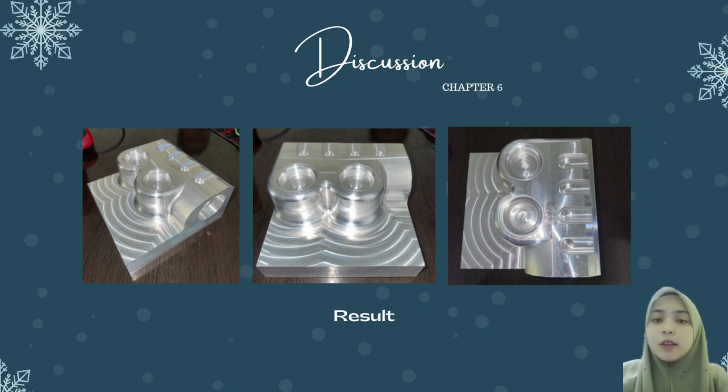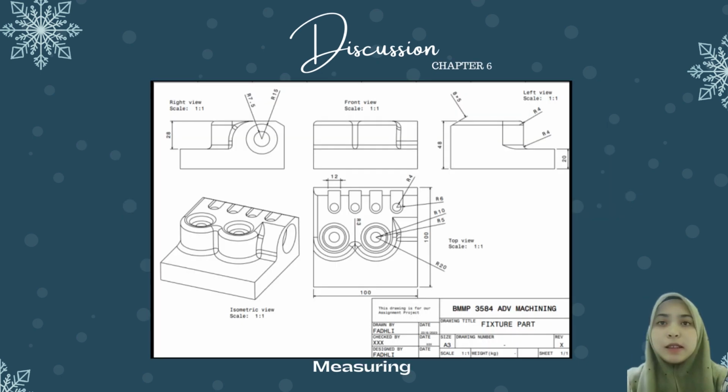This is the isometric view of our product. The first one is the side view, the second is the front view, and the third one is the top view. This is a detail of measuring for our product. From this isometric view, we can see the measurement for the right view, front view, left view, and also top view. This is important to make sure the measurement fulfills the requirement of the assignment task or not.